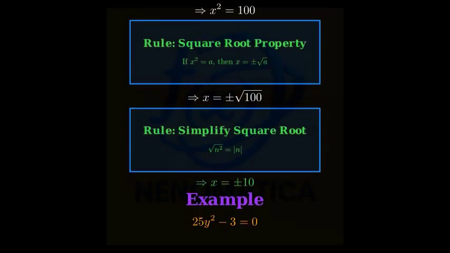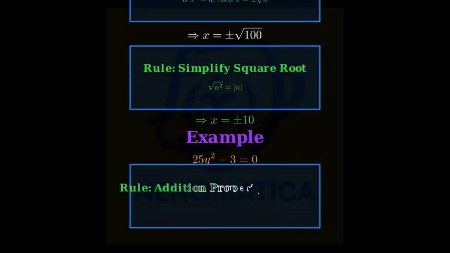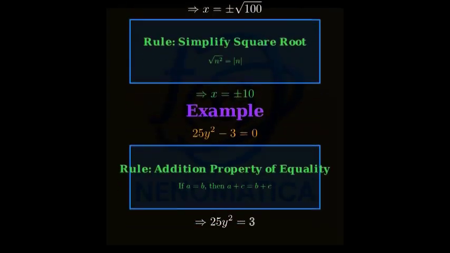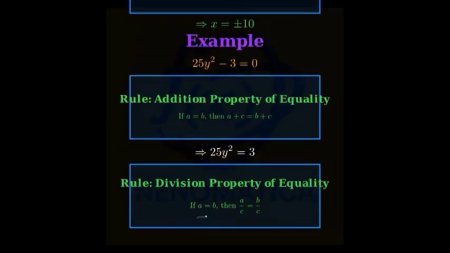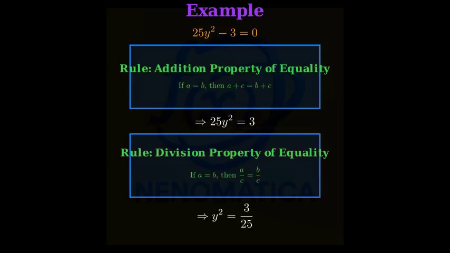We need to solve the equation 25y squared minus 3 equals 0. First, we isolate the y squared term by adding 3 to both sides of the equation. Next, we need to isolate y squared by dividing both sides by 25.